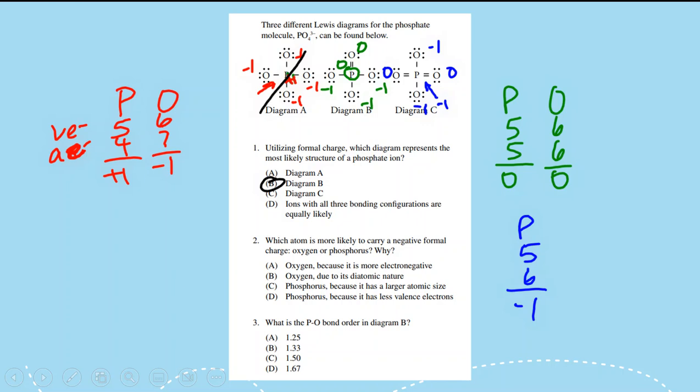Whereas if you look at C, there would be a -1 on the P. That doesn't really make sense. -1 should be on the more electronegative elements.